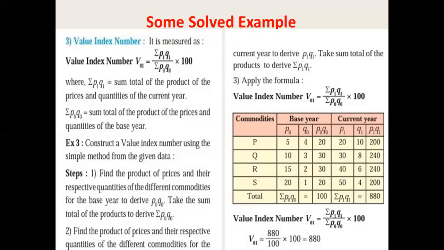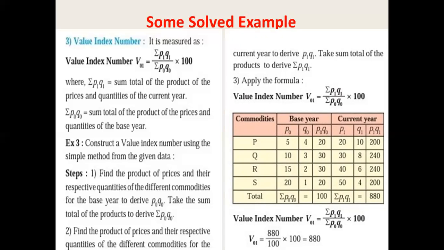Then find the product of the prices and their respective quantities of the different commodities for the current year. The same way, we apply P1 Q1. So the sum total is the summation of P1 Q1. So let's apply that formula.